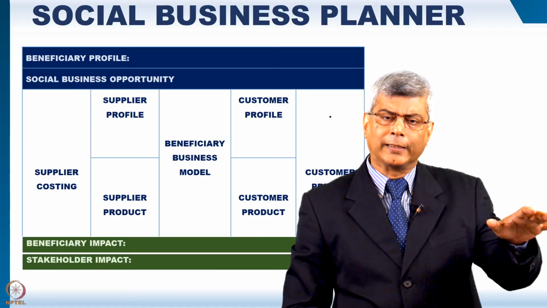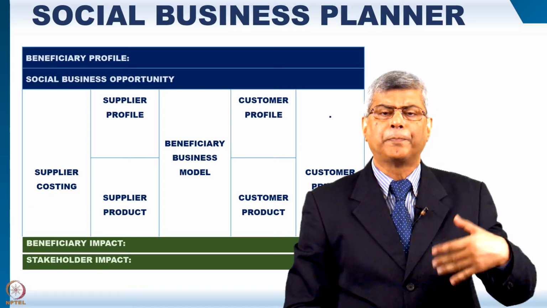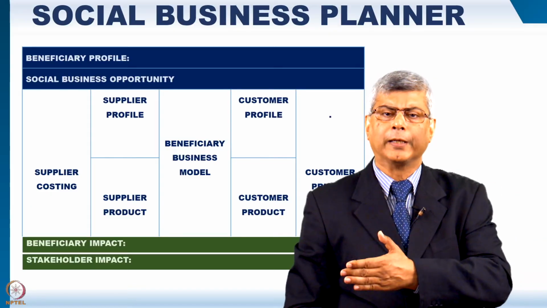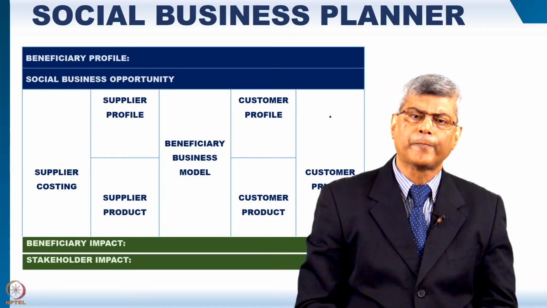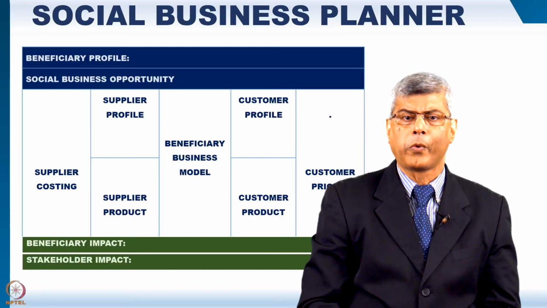And then you have the supplier side. In this case, the suppliers are the temple management or the priest who give the flowers away, probably free. So the cost may be zero. So that's the supply side.